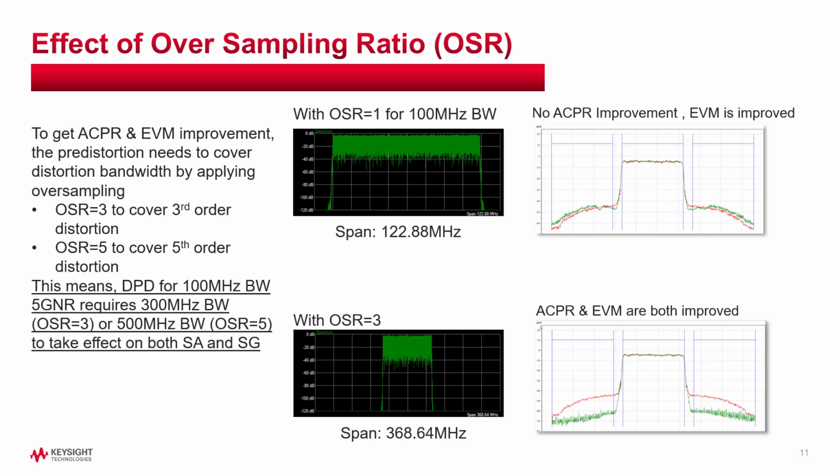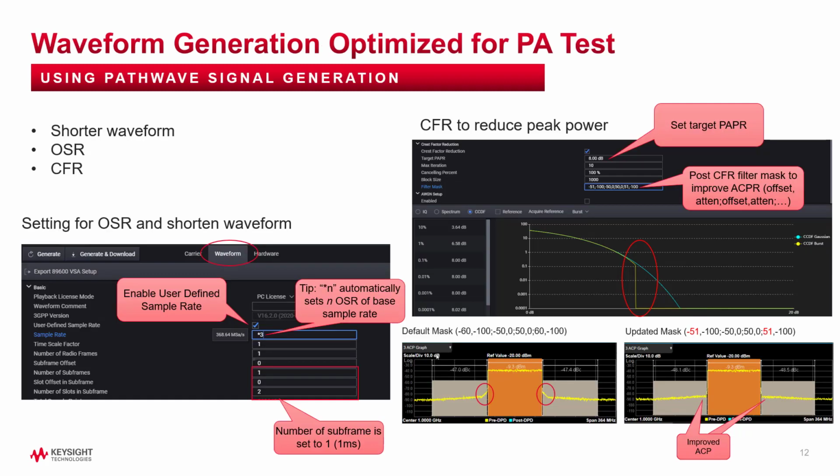So from this demo, we know that the key things to make a successful PA DPD measurement are oversampling the baseband to cover the distortion bandwidth, applying the crest factor reduction method to reduce peak power, and a short waveform for fast measurement.